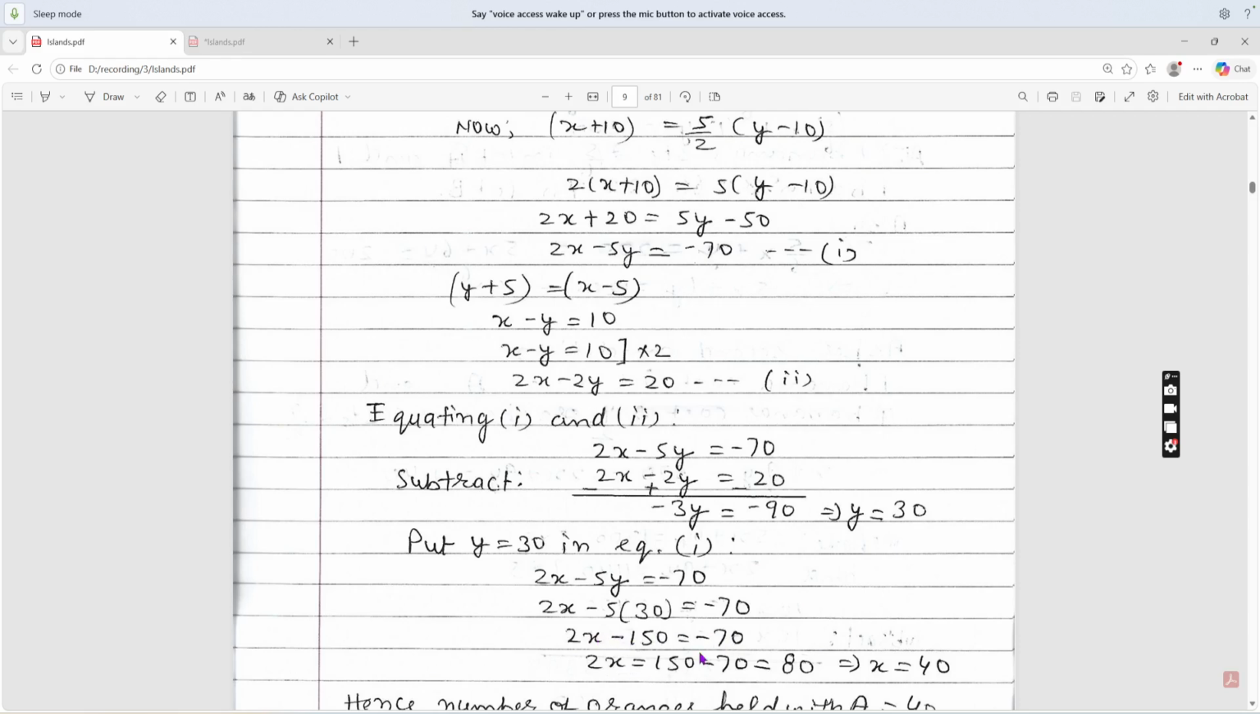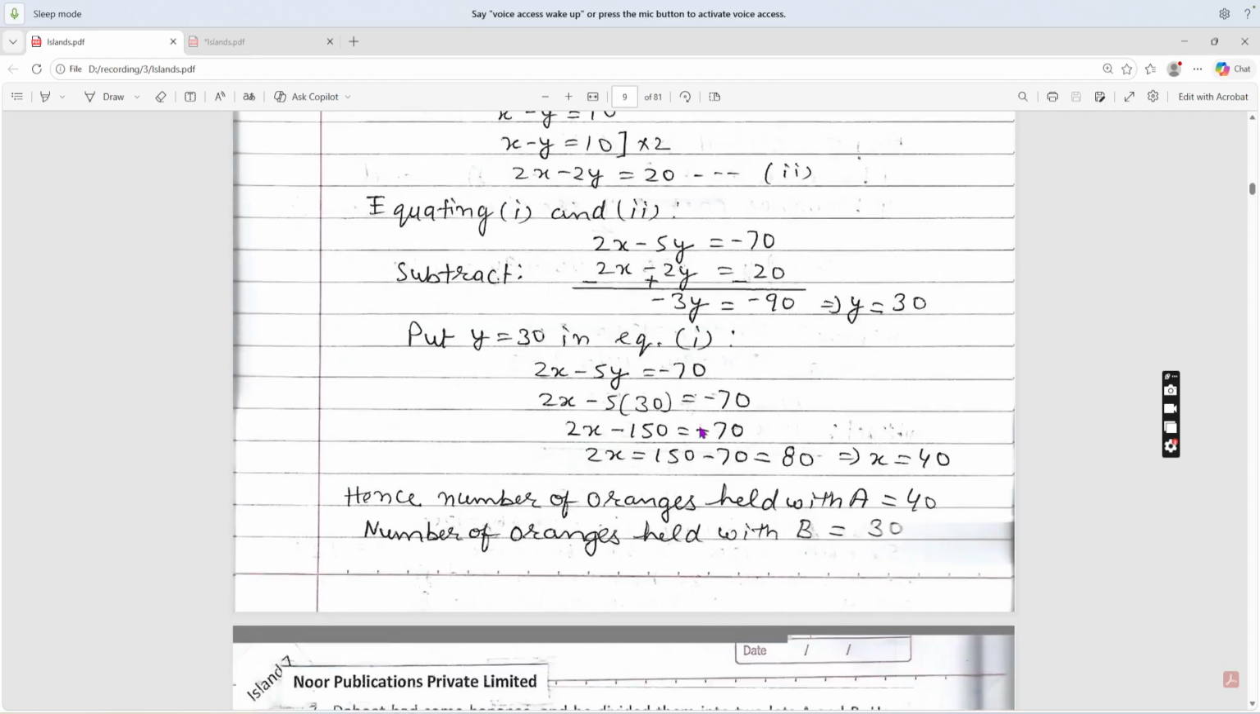So, 2x is equal to minus 70 plus 150, or 150 minus 70. That is the same thing. We are getting 80. So, x is equal to 80 upon 2, that is 40. Hence, the number of oranges held with A is equal to 40, because the number of oranges held with A was let to be x and here x is equal to 40. Number of oranges held with B is y and y here is 30.